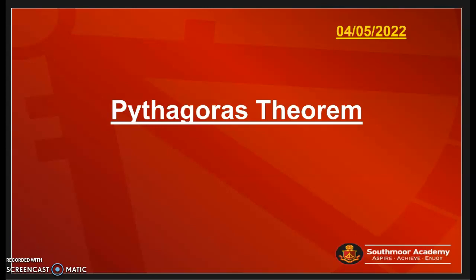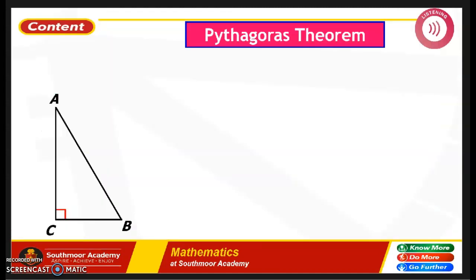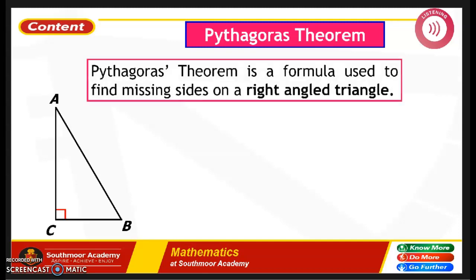So today we are going to be learning how to use Pythagoras' theorem. Our objectives for the day are to understand Pythagoras' theorem and use it to calculate the hypotenuse of a right angled triangle, to rearrange Pythagoras' theorem to find the length of a shorter side, and to apply Pythagoras' theorem to problem solving.